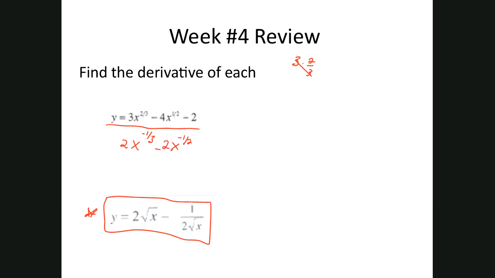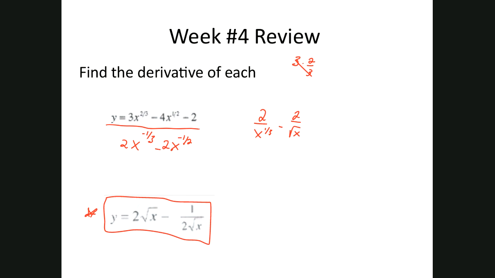and then derivative of a constant is just 0. Usually we do not leave negatives in exponents, so I probably would rewrite this as 2 over x to the 1/3 minus 2 over x. I'd probably rewrite it as 2 over the square root of x because the exponent 1/2 is the square root, so that's probably how I would write it. Now, you can write it any way you want. It doesn't make a difference. I would not mark it wrong if you wrote it some other way.